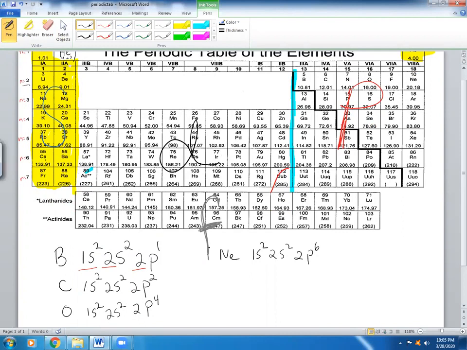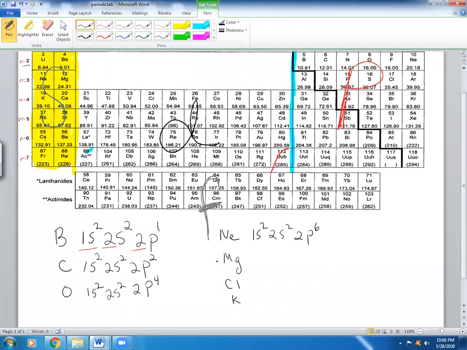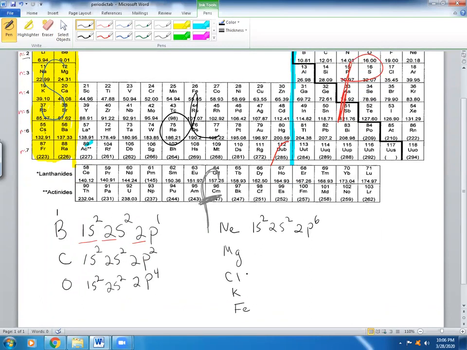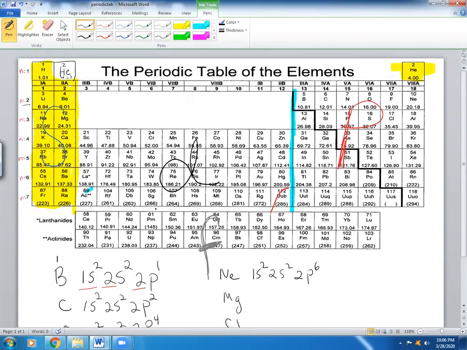Let's go now to magnesium. Then we're going to do chlorine. Then we're going to do K. Then we're going to do Fe. And we'll do a few more after that because we want to get to the F orbitals as well and beyond. Okay, let's go to Mg.